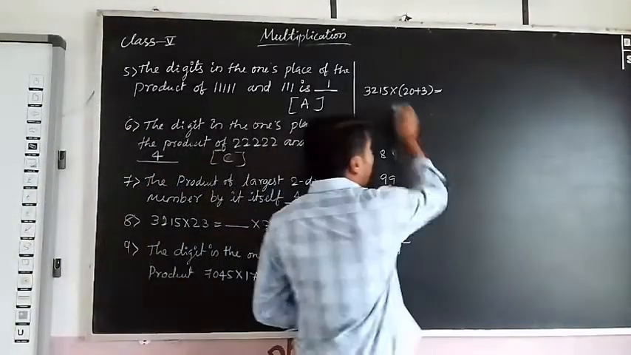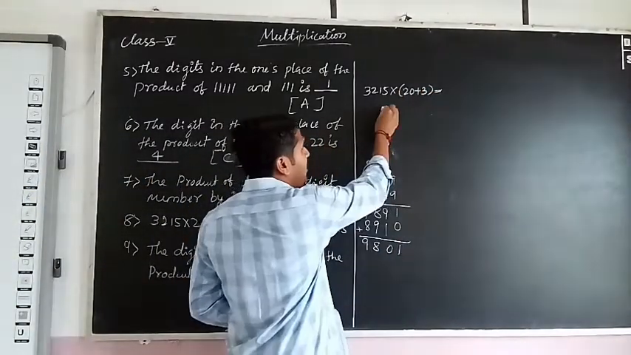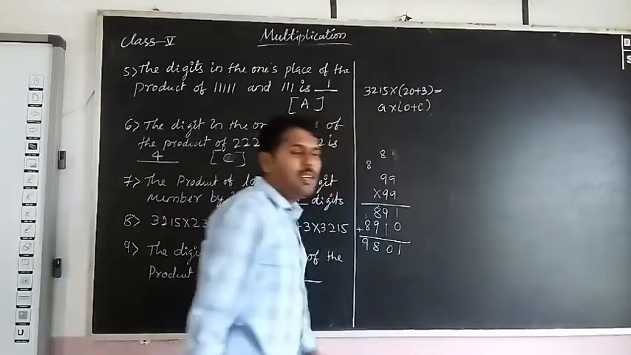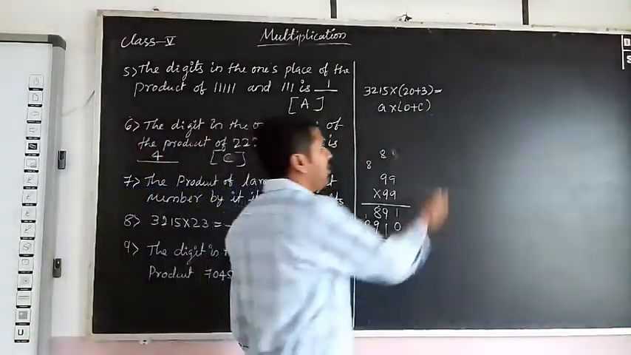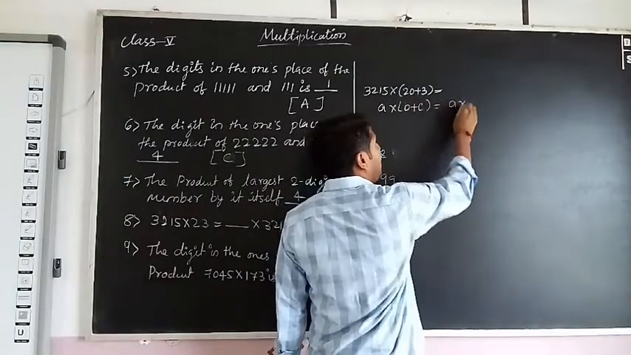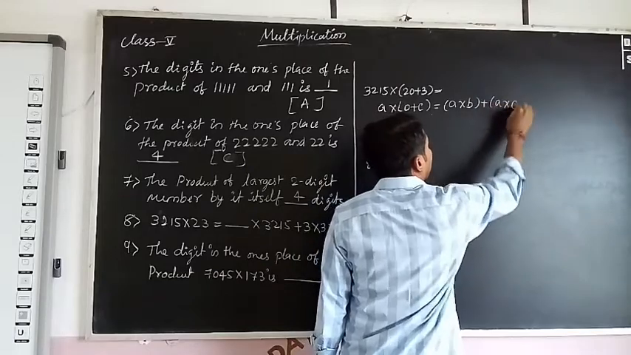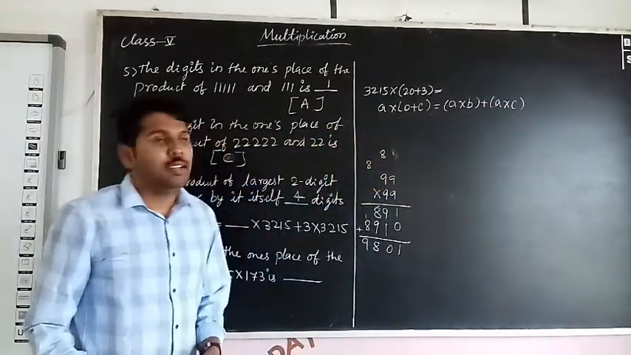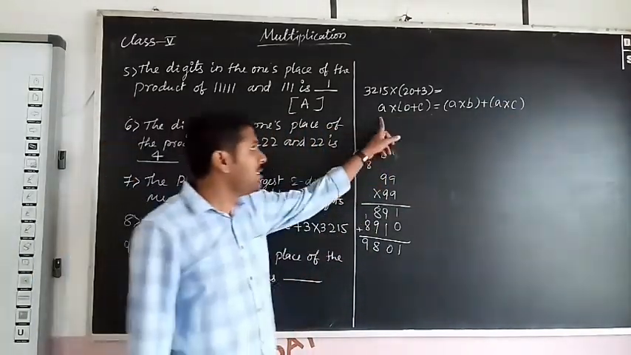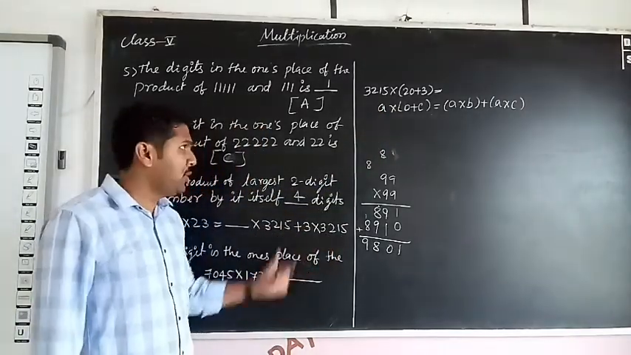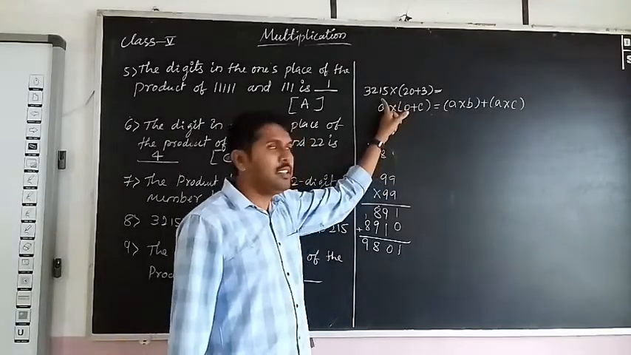So now, this is one property. A into B plus C. A into B plus C, how to write that? A into B plus A into C. A into B plus A into C. So A is common here. 3215 here also common, here also common. So they have taken A value as 3215.